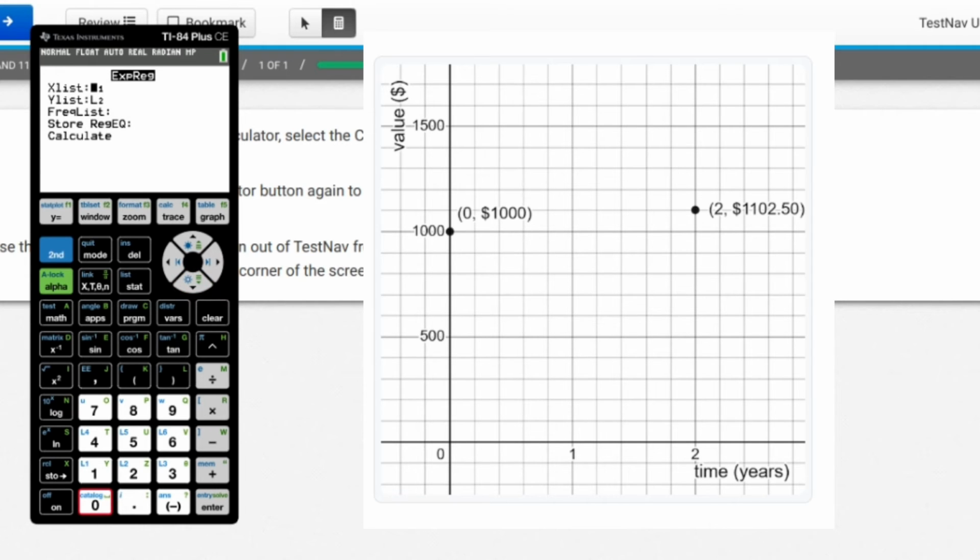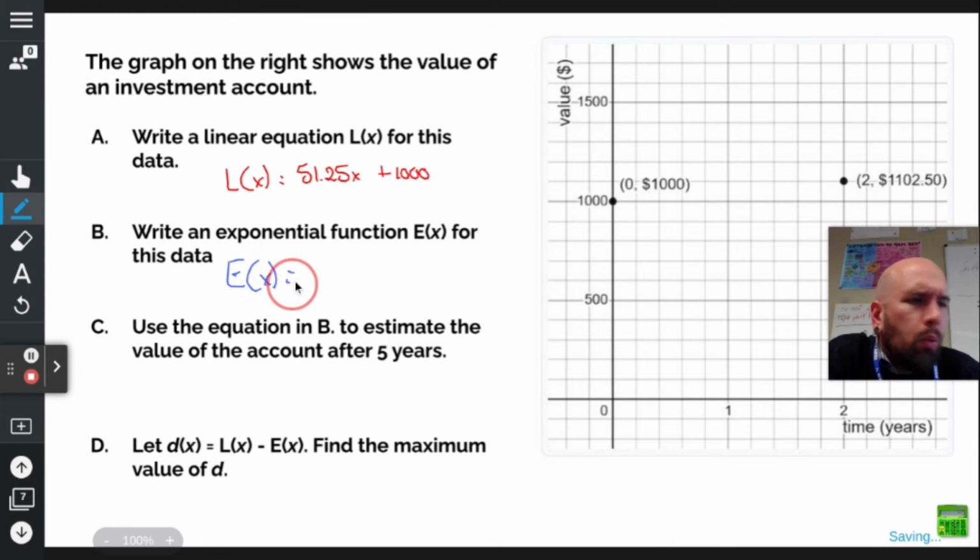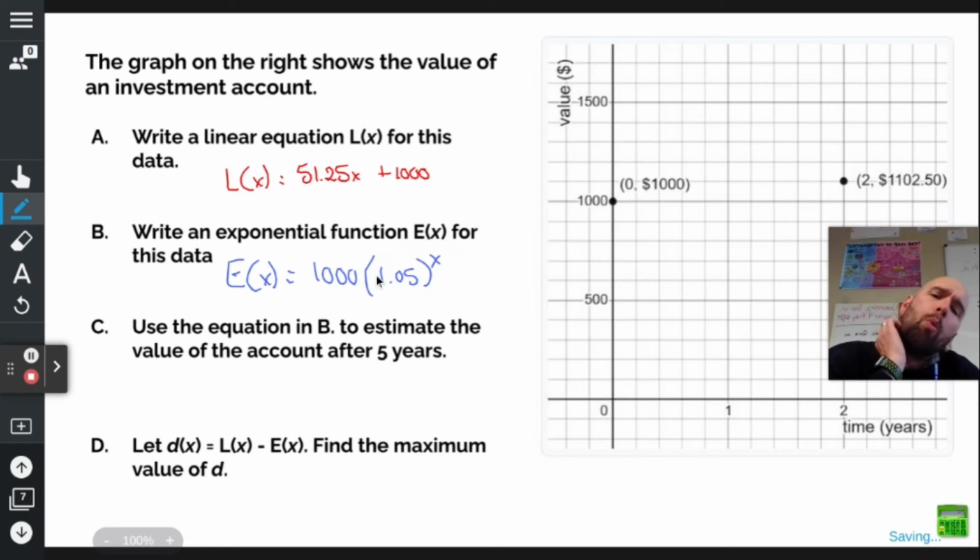It looks like in part C, I'm going to use this equation. So I'm going to store my equation in y equals. I'm going to do that by going to store regression equation, hit vars, go to y vars, and type out my function y sub 1. And this will save my equation in y sub 1 whenever I graph it later on. Calculate. And that is a lovely equation. We will write this out as e of x equals 1,000 times 1.05 to the x power. That guy ended up being e of x equals 1,000, makes sense, times parentheses 1.05 to the x power. And again, why did I say that makes sense?